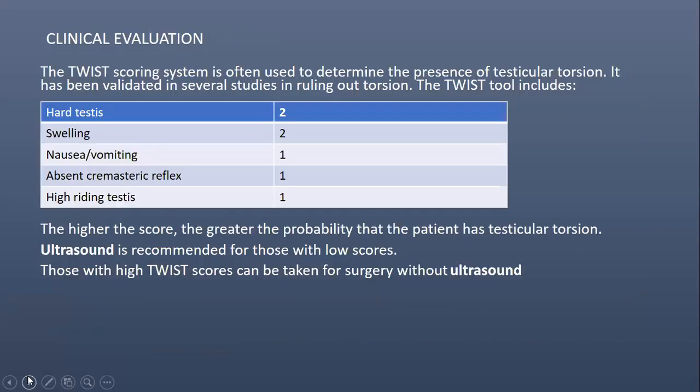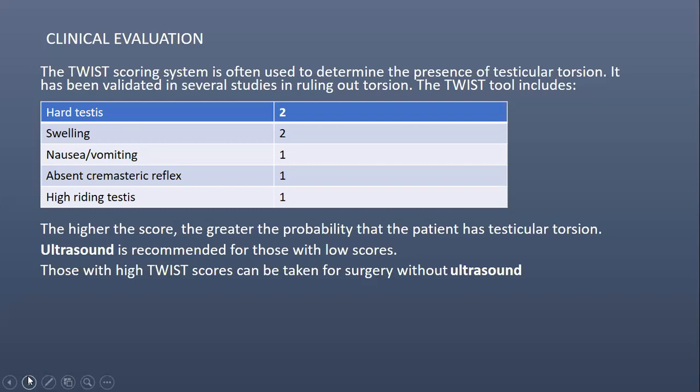We can go to the next slide. The next slide is talking about the clinical evaluation. This is what I think my professor used, and he'd say, hey, what is not happening? So usually we use the TWIST scoring system, which was developed some years back. When you find a hard testis, you give a score of 2. If you find a swelling, you give a score of 2. If this person is having nausea and is also vomiting, you give a score of 1.